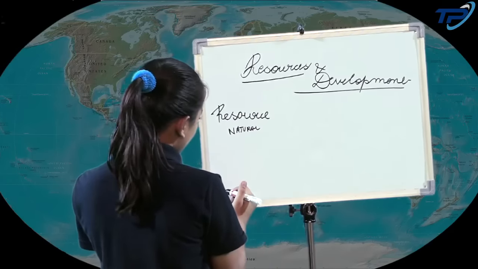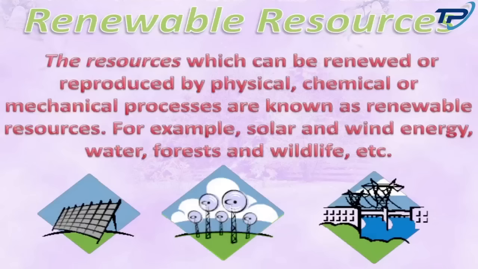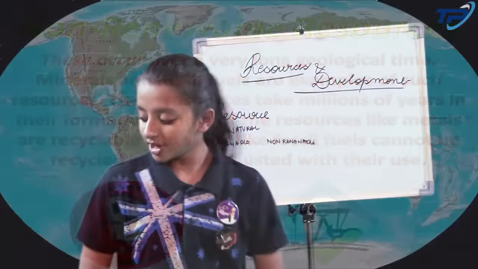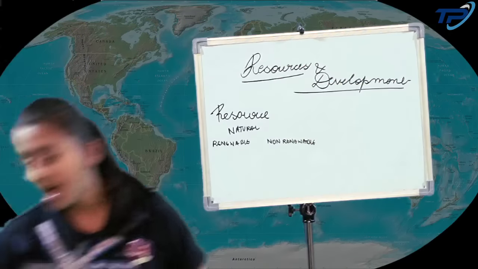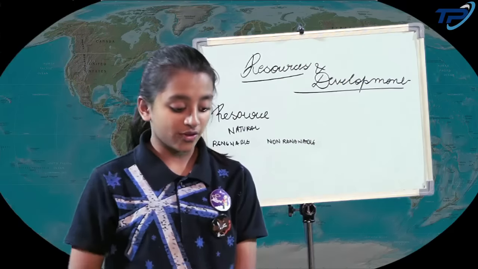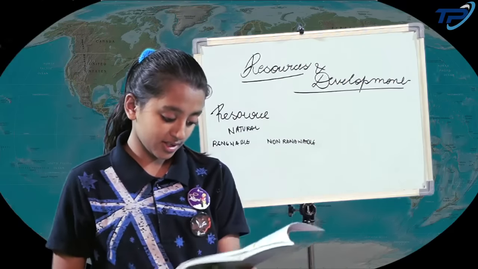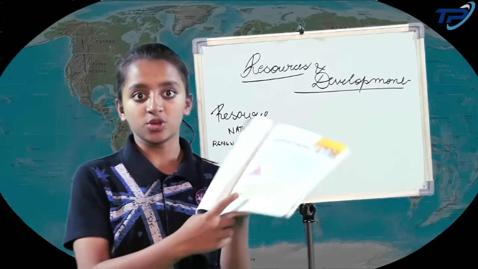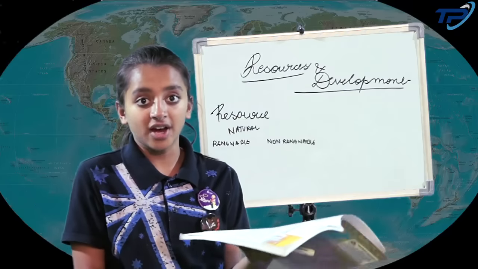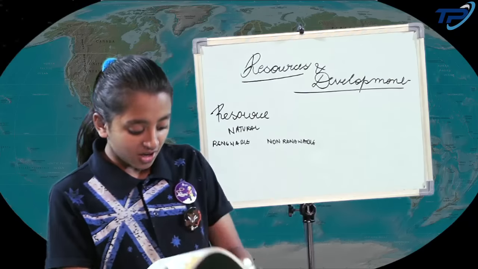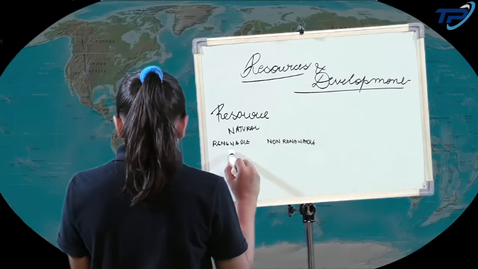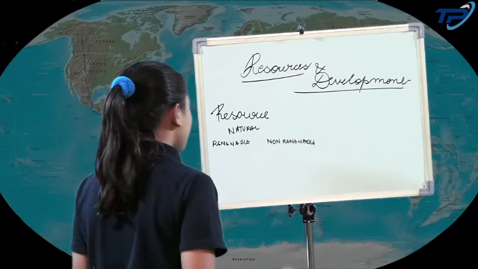classified into renewable and non-renewable. Friends, before I explain this table, I'm going to tell you that it's in your 10th class geography notebook on the first page, because you might not find it in the in-text. It says that natural resources can be classified into renewable and non-renewable.